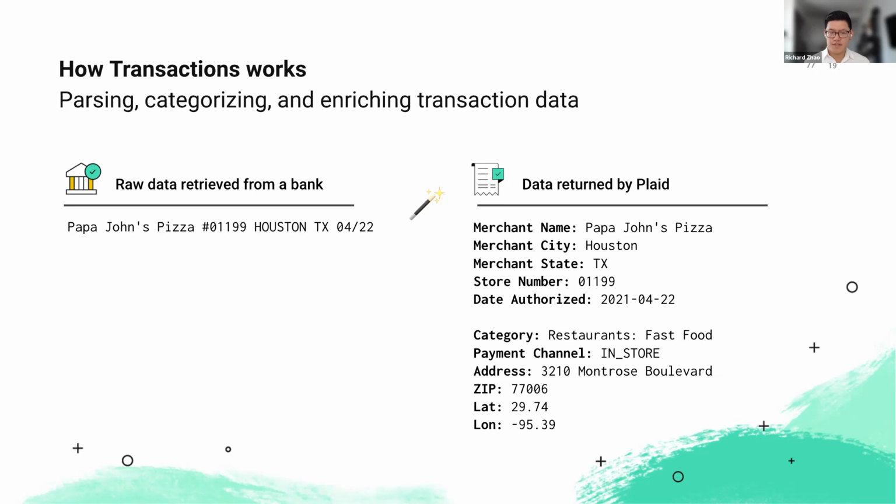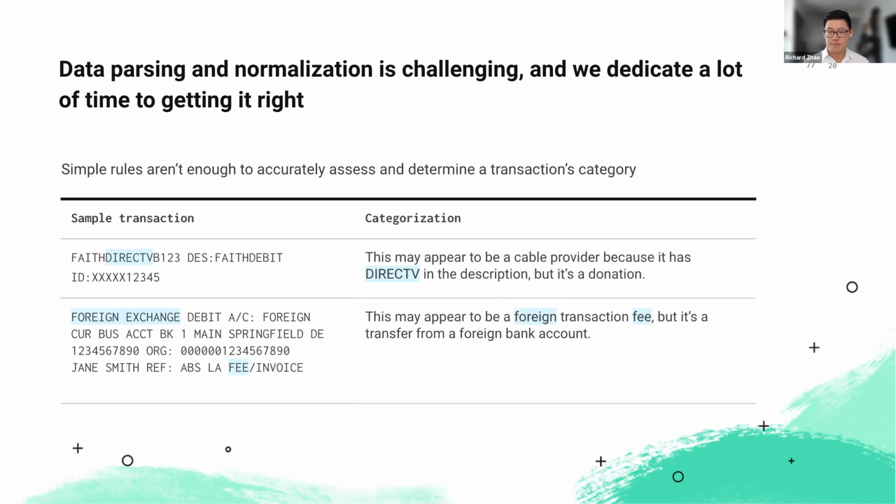And this is actually a fairly straightforward example of raw data. The Papa John's is pretty clearly there. A lot of times we'll see things like the merchant name getting abbreviated or truncated. We'll have arbitrary numbers and acronyms that we'll have to parse through and interpret and so on. Next slide, please. So yeah, some examples here.